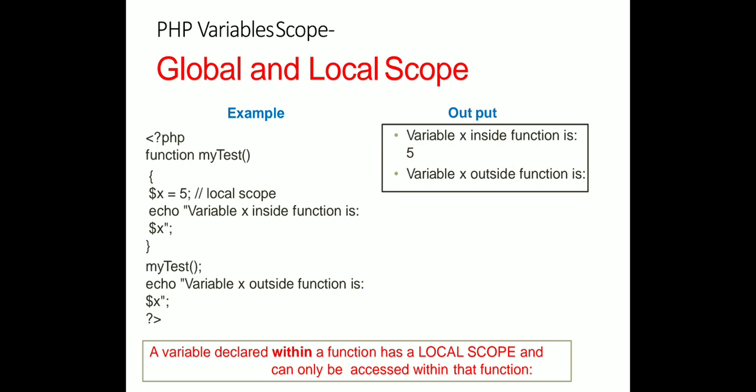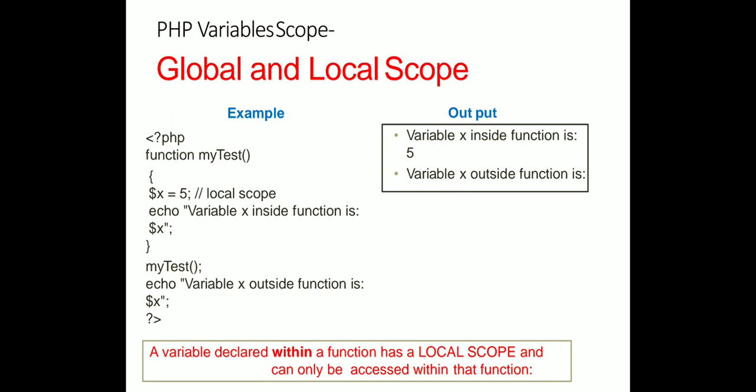Okay, now we'll see example for local scope. Again I have defined the same program. Okay, but this time I have defined the variable x inside function my test. Okay, that means I have opened function my test, and firstly I have defined $x equals to 5 inside that function. That means I have provided a local scope to that variable, and given the same echo statement, variable x inside function is $x.